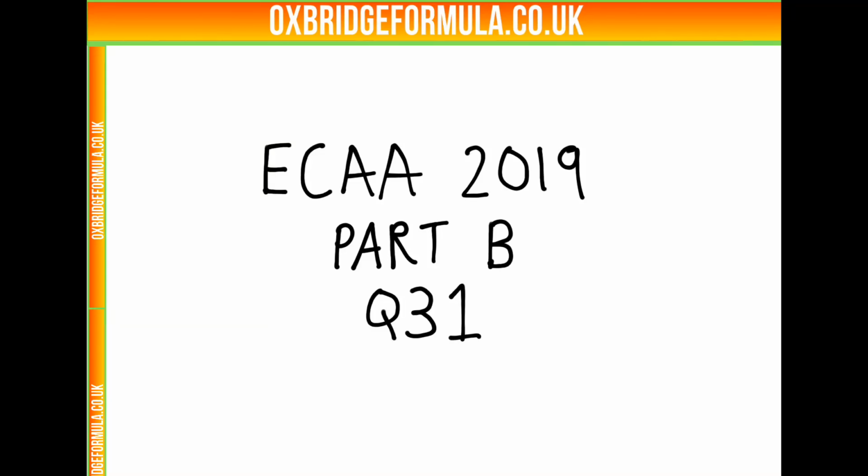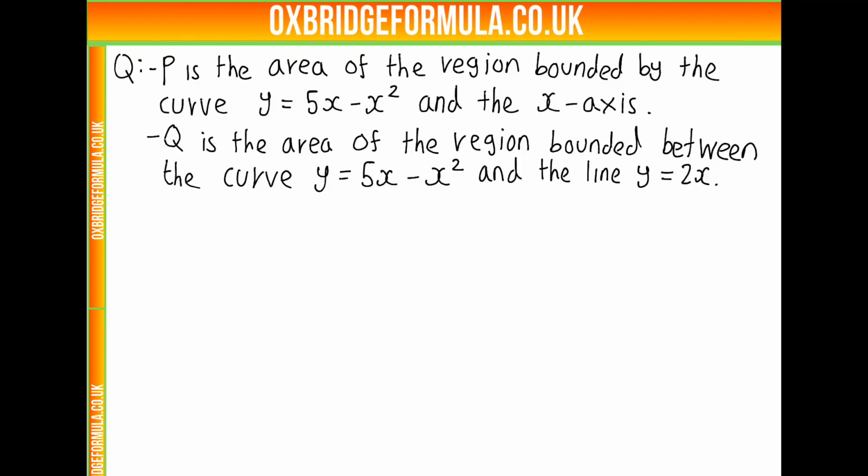This is the solution video for question 31 from part B of the 2019 ECAA paper. In this question, we're told P is the area of the region bounded by the curve y equals 5x minus x squared and the x-axis.